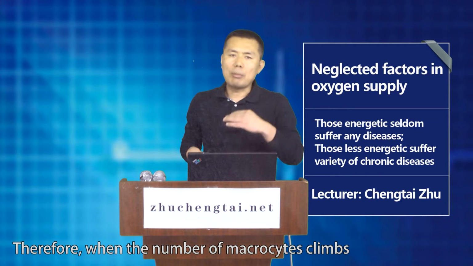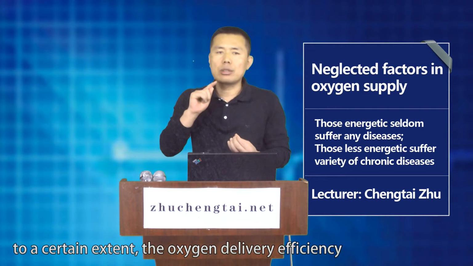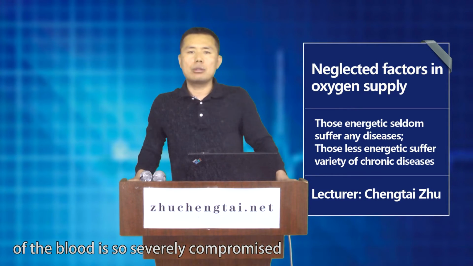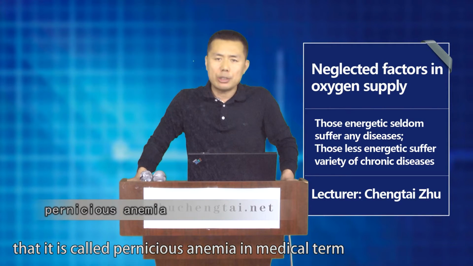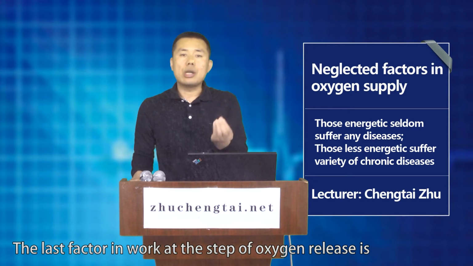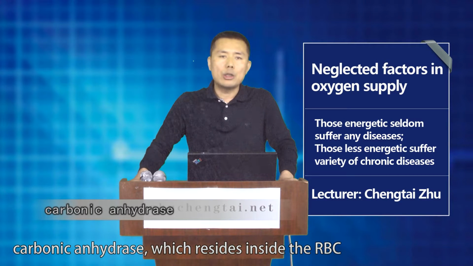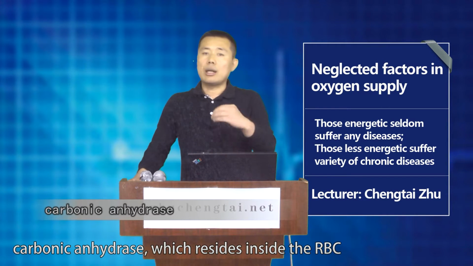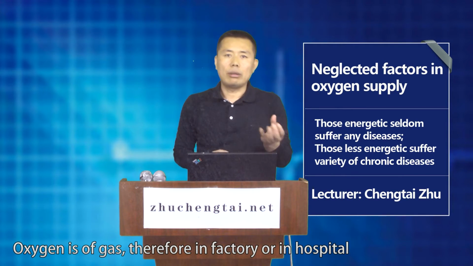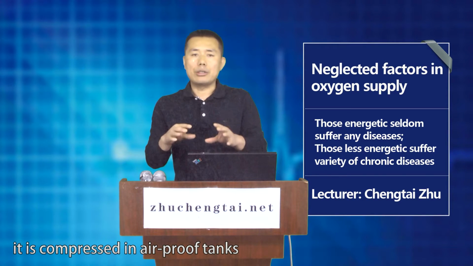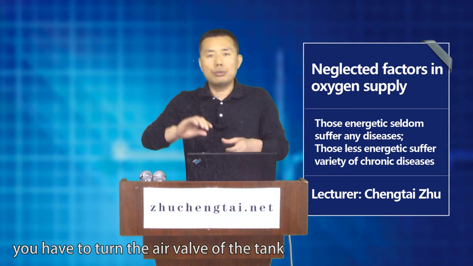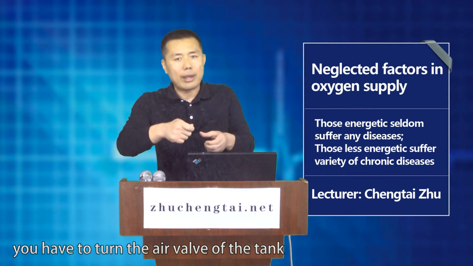Therefore, when the number of macrocytes climbs to a certain extent, the oxygen delivery efficiency of the blood is so severely compromised that it is called pernicious anemia in medical terms. The last factor in work at the step of oxygen release is a carbonic anhydrase, which resides inside the RBC, just like hemoglobin. Oxygen is a gas, therefore, in factory or in hospital, it is compressed in air-proof tanks. And to release the oxygen, you have to turn the air valve of the tank.